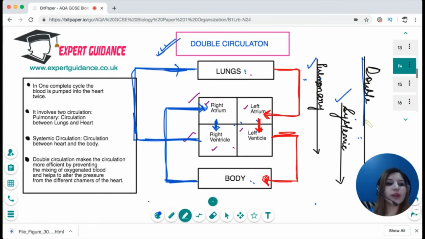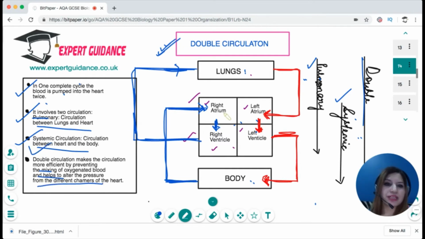And both of these circulations together make a double circulation. So that is one definition of double circulation, that it consists of 2 circuits, a pulmonary and a systemic. The second way to describe double circulation is that it is circulation in which the blood is pumped to the heart twice in one complete cycle. It involves 2 circulations, pulmonary, which is between the lungs and the heart, and systemic, which is the circulation between the heart and the body. The double circulation makes the circulation more efficient by preventing the mixing of oxygenated and deoxygenated blood, and helps to alter the pressure in the different chambers of the heart.